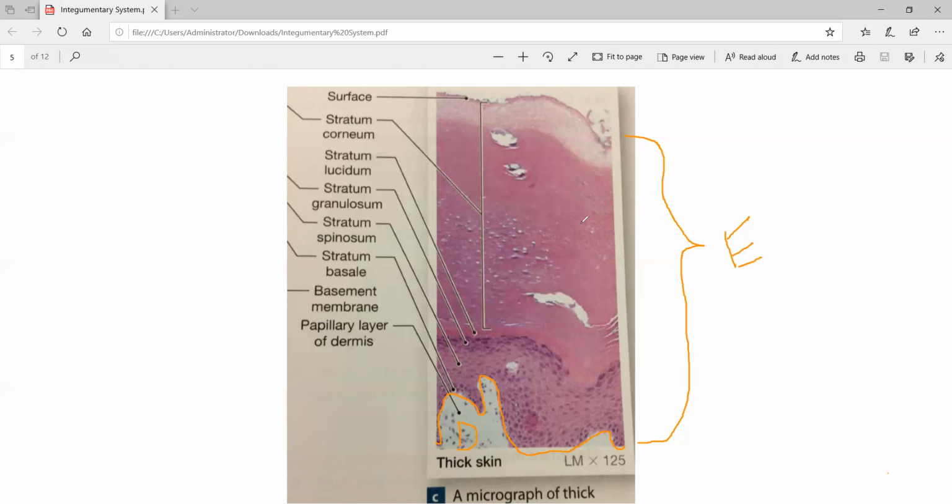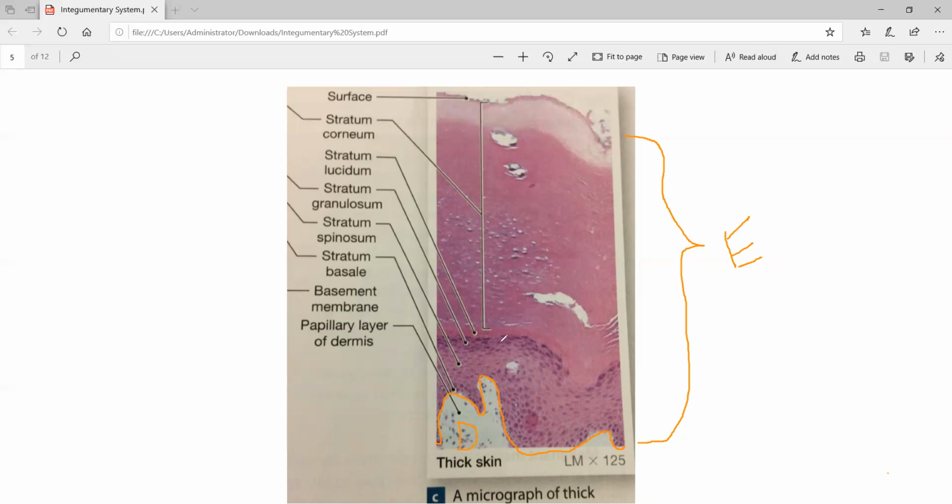Okay, so in the epidermis, we have to know all of these layers. So these are the layers of thick skin. Let's go over them. This layer right here that sits just above that basement membrane, that is your stratum basale or stratum basal. Then you have this area in here, all the granulated looking cells, that is your stratum spinosum.